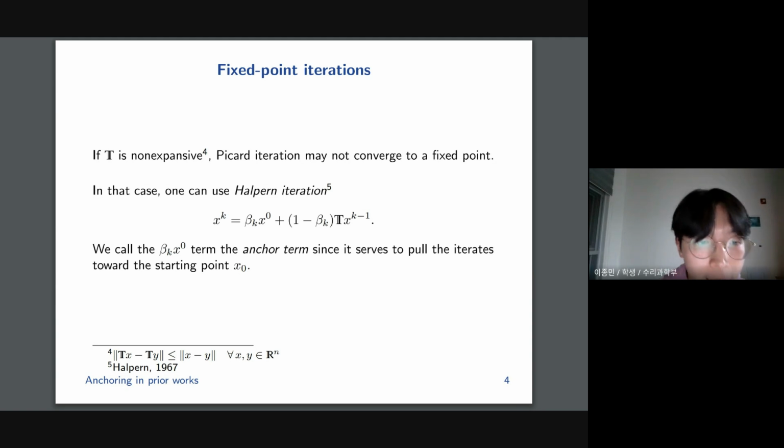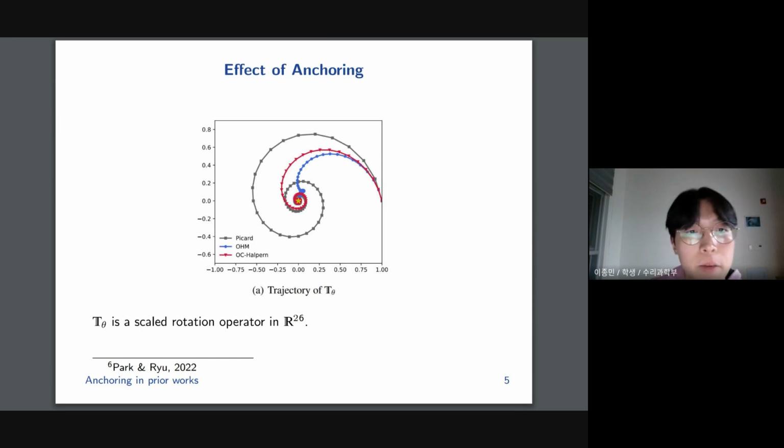We call the beta k x0 term the anchor term, since it has the effect of pulling the iterate toward the starting point. You might wonder why this anchoring mechanism provides a benefit for convergence. This toy example might show some effect of anchoring. It is from prior work by my colleague Park and my advisor Ryu. The toy example considers the scaled rotation operator in Euclidean space, which is a contractive operator. It also considers three iterations: one is a Picard iteration, and the other two are Halpern iterations with different coefficients beta k.